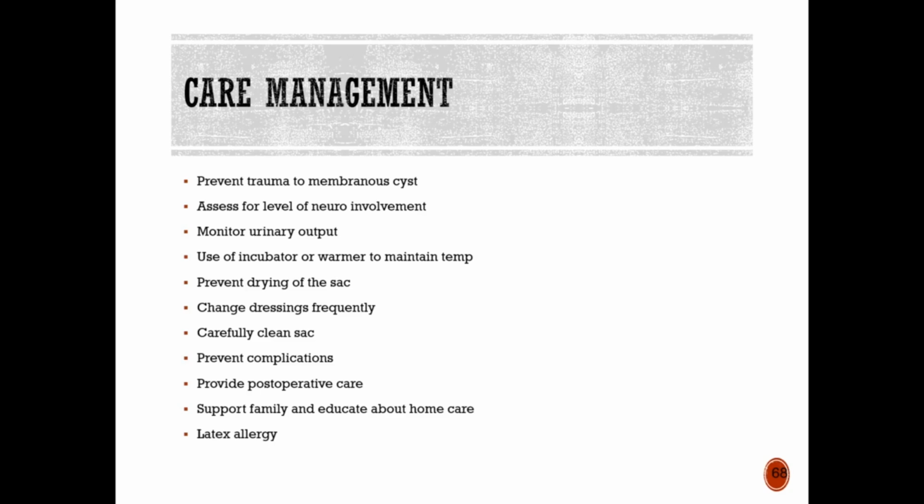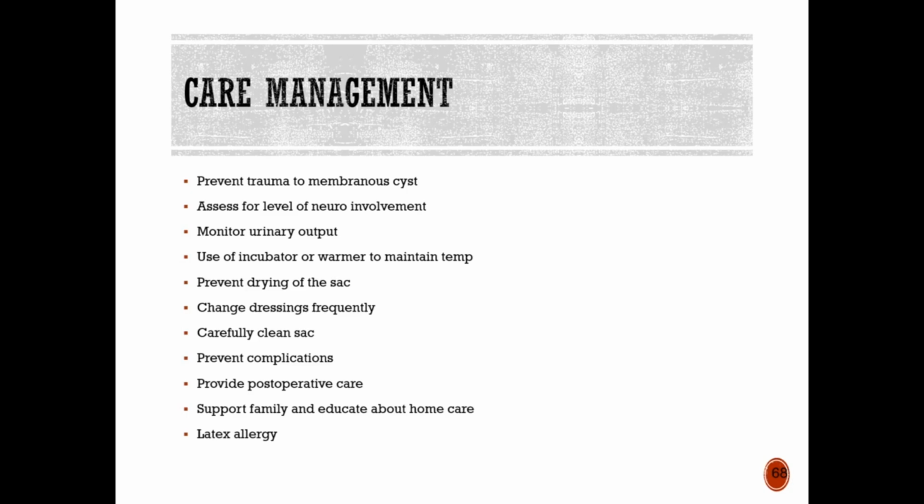For these small infants, we need to make sure that they're in a warmer to help manage and control their temperature. We want to prevent drying of the sac, do dressing changes to it, clean it, and prevent any complications, any infections, any bleeds that can occur. And like I mentioned, supporting that family, providing education, because long-term treatment will be required for these patients. And we need to help empower our families to be advocates for their child.